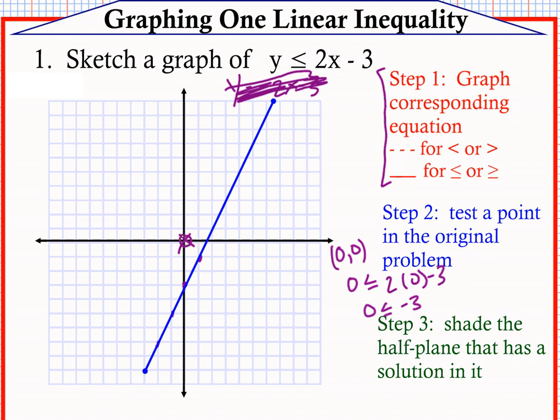And what that means is that this point doesn't work. When a point on one side, so in this case above the line, doesn't work, it means that none of the points on that side of the line are going to work.